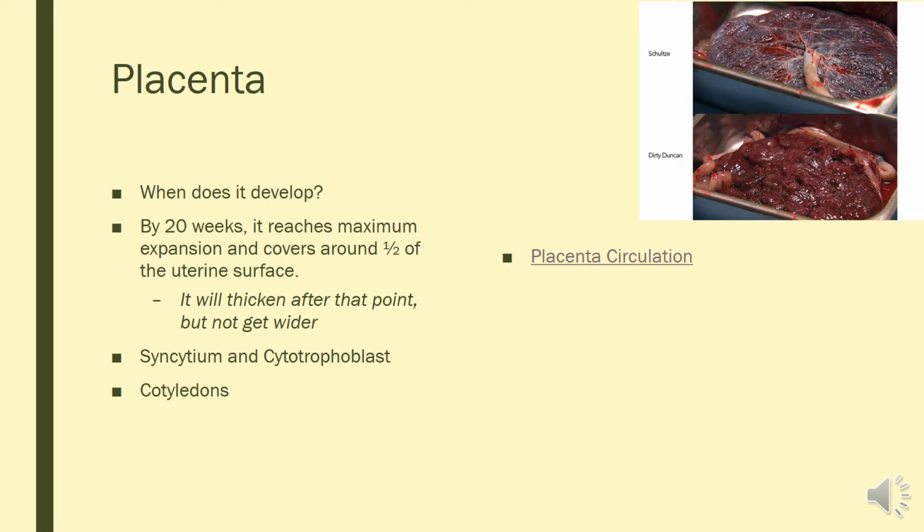Exchange of substances is limited in the first 5 months of pregnancy, but increases following the disappearance of the cytotrophoblast. Permeability decreases as the placenta ages, which is concerning if a pregnancy goes too far past the due date or if pregnancy conditions cause the placenta to age prematurely. The placenta weighs around 400 to 600 grams at birth. By 20 weeks gestation, the placenta covers half of the uterine surface and will only thicken after that point, but not get wider. Placental circulation is a key concept in regards to the placenta.